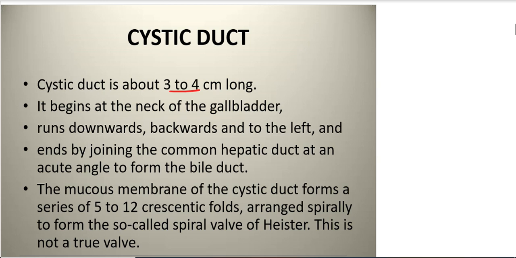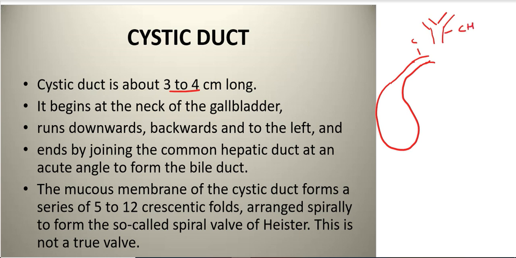Here we can see how the formation of cystic duct. This is gallbladder, this is neck, and this is cystic duct. This is right hepatic duct, left hepatic, both join and form common hepatic duct. Then they join and form bile duct.